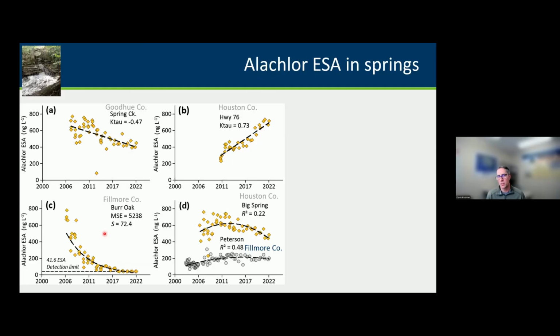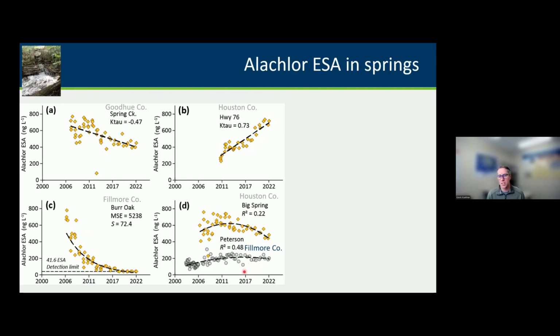And this is a chemical that we have in our typical suite of pesticides that we monitor in these springs, which is called alachlor. And it's a degradate of alachlor, which is ESA. And you'll notice some really interesting patterns in the data where we have decreasing, we have linear increasing, we have some sort of exponential types of decreasing, and we also have ones that appear to be at or near peak.